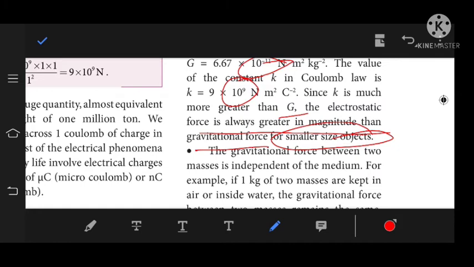But in the case of celestial objects like Earth, Moon, Sun, in those huge objects, gravitational force is the weakest force only for the smallest size objects. So gravitational force between two masses is independent of the medium. If we place the objects in water or in any other medium, gravitational force is independent. The value is the same. But if we place charges, it depends upon the medium, because in that expression we have epsilon and epsilon naught, different kinds of values. So epsilon and epsilon naught affect the force, but the Coulomb constant is the same all over Earth.